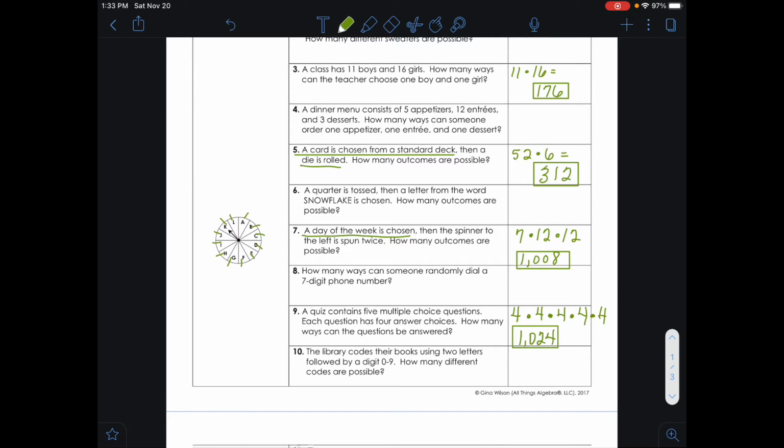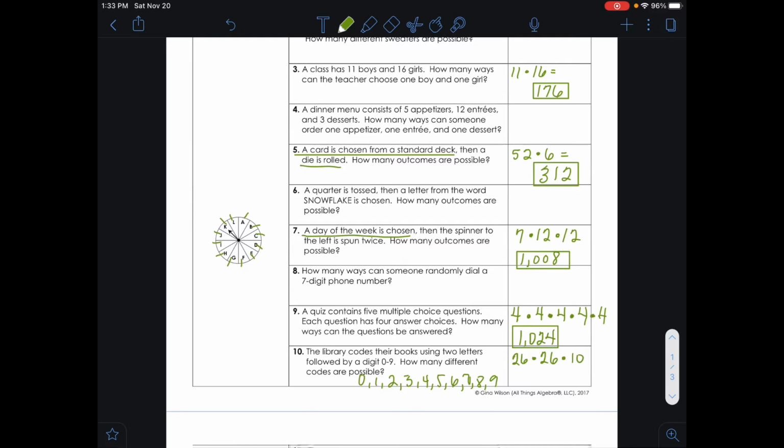All right, the library codes their books using 2 letters followed by a digit 0 through 9. So we have 2 letters and a digit. How many different codes are possible? So the first letter, you have 26 choices. The second letter, you have 26 choices. And then the third thing is a digit. So that would be 10 different choices because you have 0, 1, 2, 3, 4, 5, 6, 7, 8, 9. So that's 10 different numbers you can possibly use there.